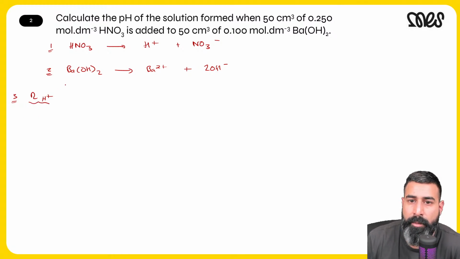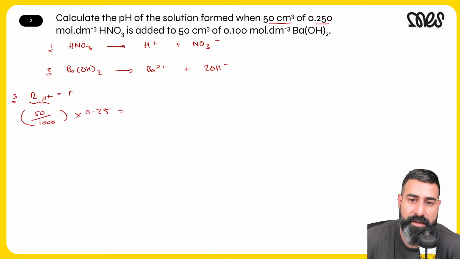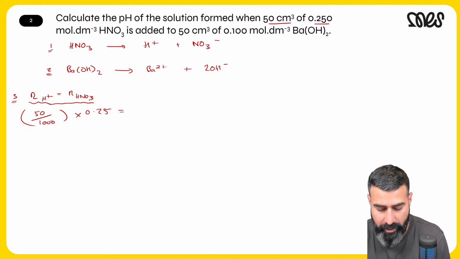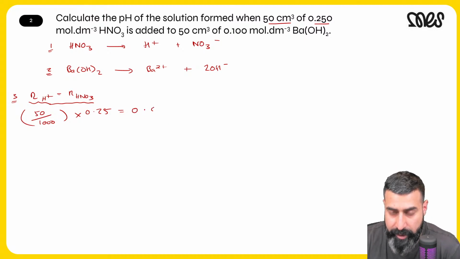So number of moles of H plus. Let's start there. I know the volume and the concentration. So that's going to be 50 over 1,000 times 0.25. How can I do that in one hit? Because the number of moles of H plus is equal to the number of moles of nitric acid because it's a monoprotic acid, okay? So that's why I can do it in one hit. 50 over 1,000 multiplied by 0.25 gives me 0.0125 mole.